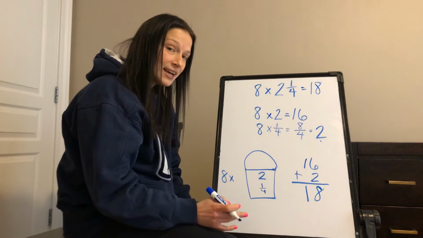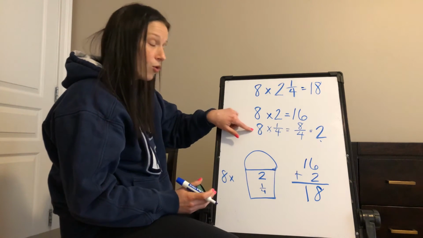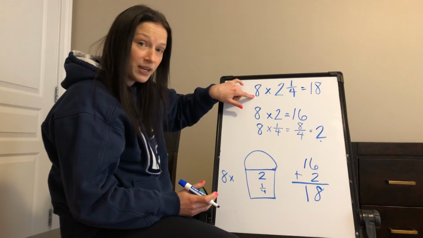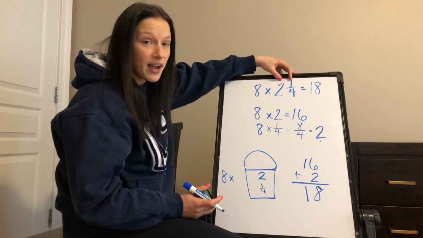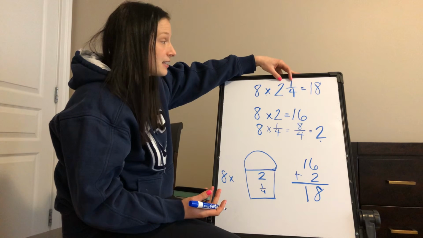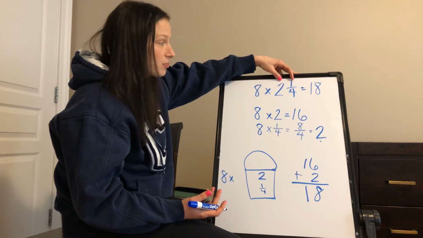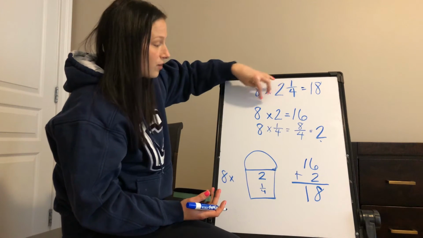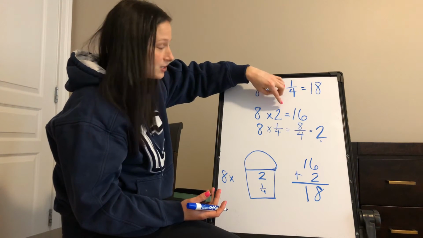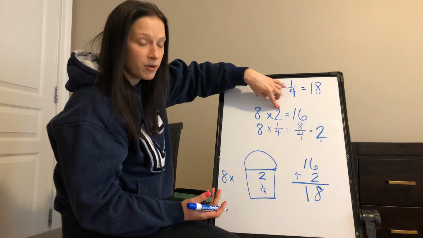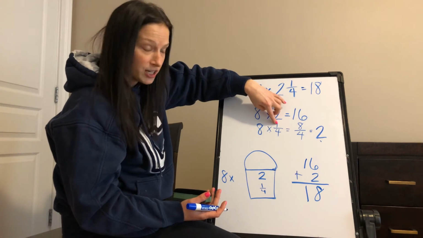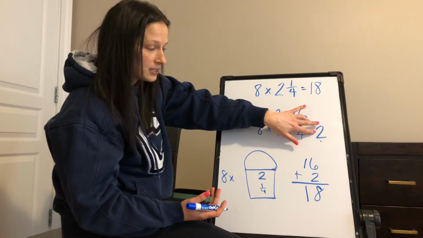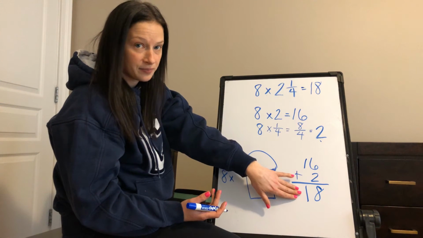Okay, so what did I do? I kept 8 whole. I kept 8 as a whole thing. I did not break it up, but I did break this factor into parts. A good way to do this with mixed numbers is to break it into the whole number and the fraction. So I did 8 times 2. I had to multiply by the whole number, and then I had to multiply by the fraction, and then I combined those two, what we call subproducts, to get our final answer.